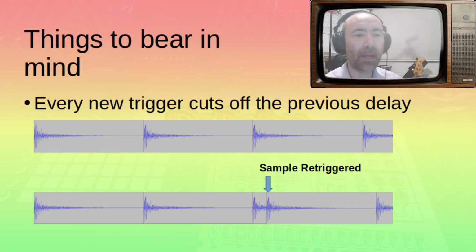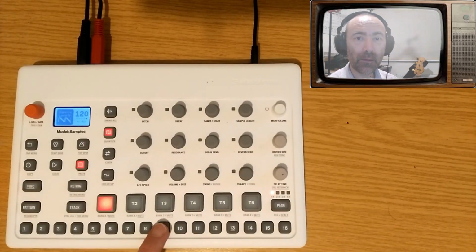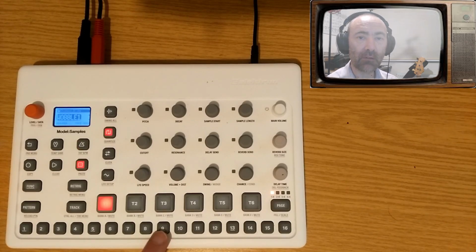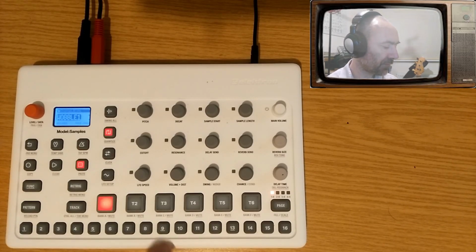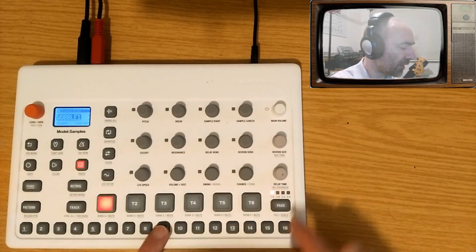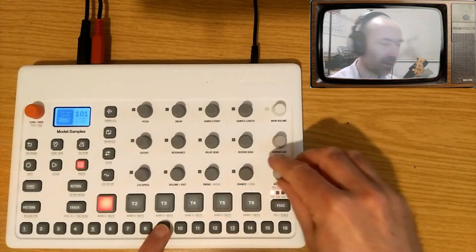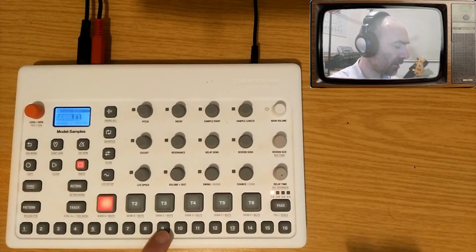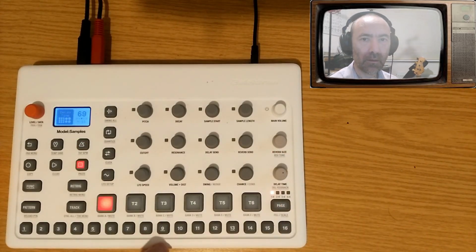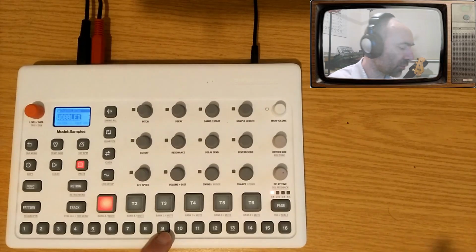The next thing that we need to bear in mind is that every time you have a new trigger, that will cut off the next part of the delay. If I open up the sample length the whole way, I've got that regular repeat. If I play again, you don't get that click, click, click, click. You just get that one repeat. Whereas if I take that off of there and I set the delay up, you get the delay of both of the hits, not just the last one played.